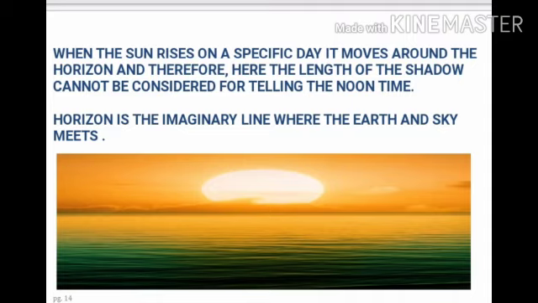When the sun rises on a specific day, it moves around the horizon and therefore here the length of the shadow cannot be considered for telling the noon time. Horizon is the imaginary line where the earth and sky meet. I am mentioning everything specially for the poles. At poles, when the sun is rising, it will be in the sky for almost 24 hours or for months. So it will be very difficult to consider the shadow or sunlight as the timing.